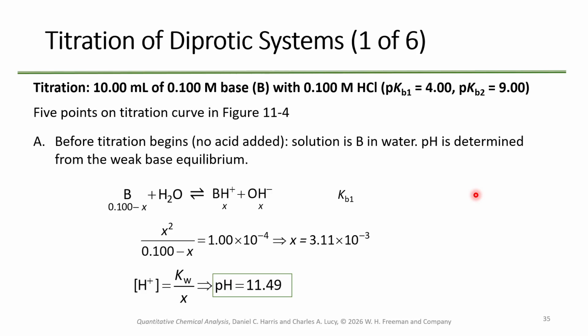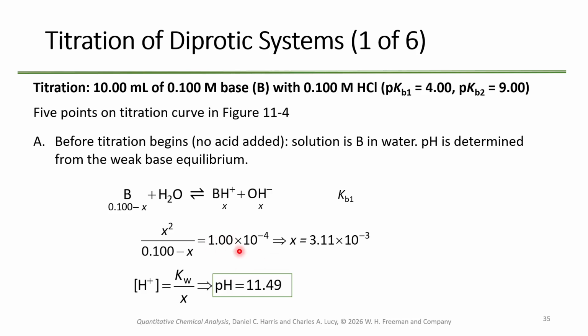Okay, so again, there's 5 points on your titration curve that we have to focus on. There's the before the titration begins, so this is just going to be the base equilibrium in this case. Okay? And so just weak base equilibrium, that's it. And so we go x squared over 0.1 molarity, because it's 0.1 molarity right there for the base, minus x. This is going to be equal to the Kb here.